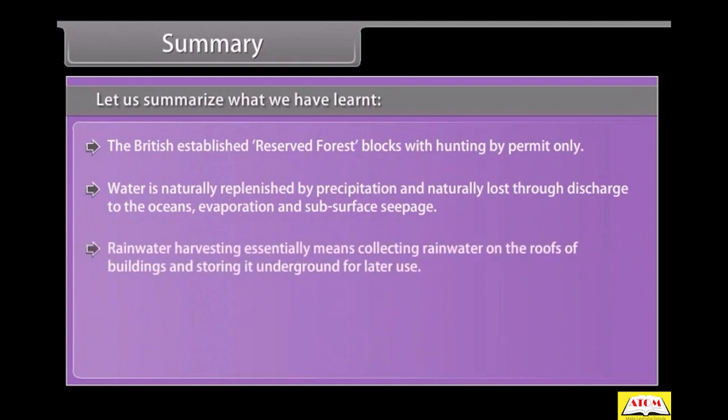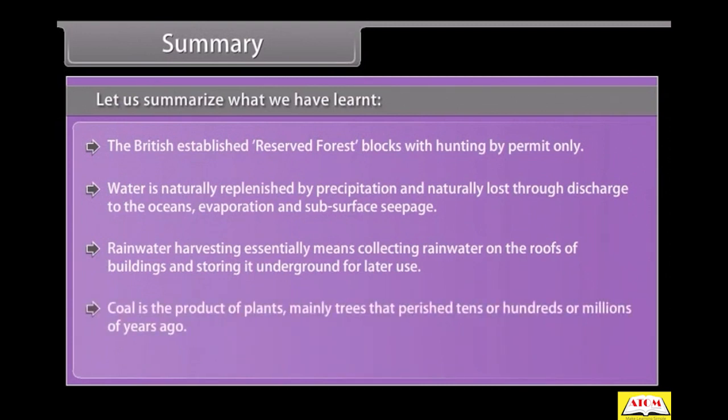Rainwater harvesting essentially means collecting rainwater on the roofs of buildings and storing it underground for later use. Coal is the product of plants, mainly trees, that perished tens or hundreds of millions of years ago.